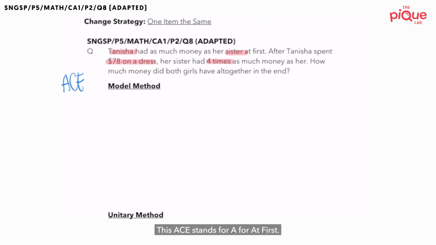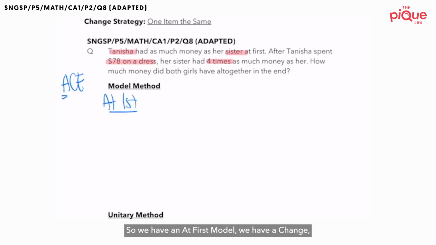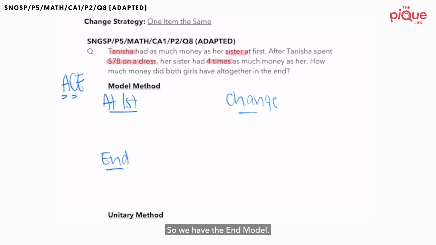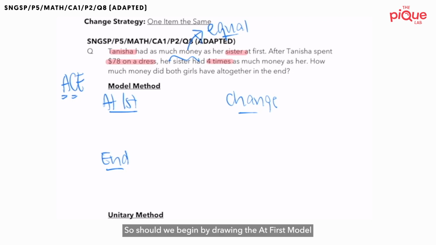This ACE stands for A for at first. So we have an at first model, we have a change, and finally we have what happens at the end. So we have the end model. So if Tanisha has as much money as her sister at first, what does that mean? They have an equal amount of money. And after Tanisha spent $78 on a dress, the sister now had 4 times as much as her in the end. So should we begin by drawing the at first model, or should we begin by drawing the end model?